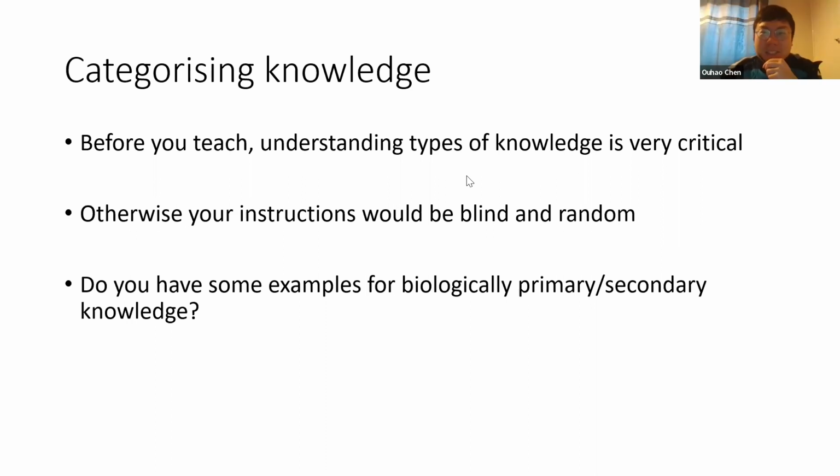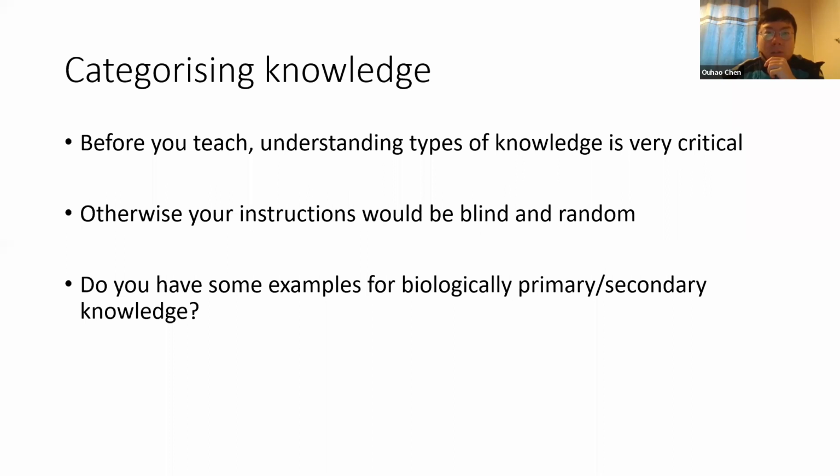Okay, sorry. I think you probably can put your answer in the chat. Currently in the chat, I saw reading skill and reasoning skills. That's right, because we need to teach students how to read, and also we need to teach students how to reason, like math reasoning. So the two skills belong to the biological secondary knowledge. That's correct. So I hope everyone now has a clear idea about what is biological primary and what is biological secondary.